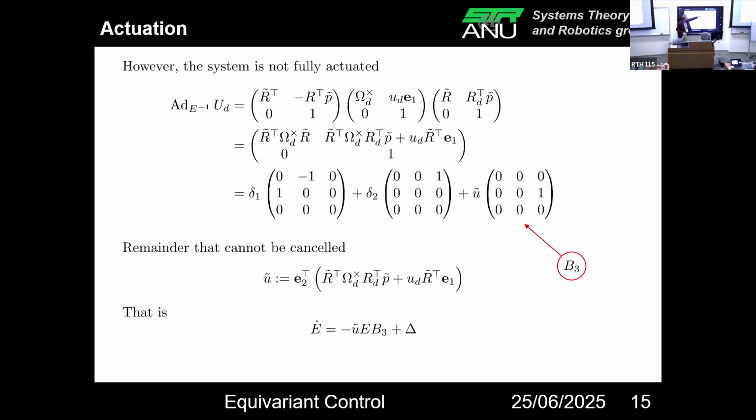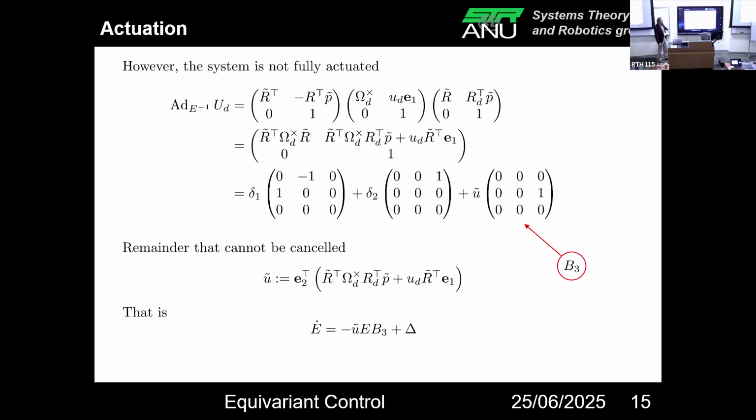So UD is something that looks like this. That one, by the way, is a typo. That should be a 0. But this is your desired angular velocity. This is your desired linear velocity. And I wrote out the actual errors. So basically, this is the rotation part of the error in E, and this is the translation part of the error. And you can write those out in terms of the desired things.